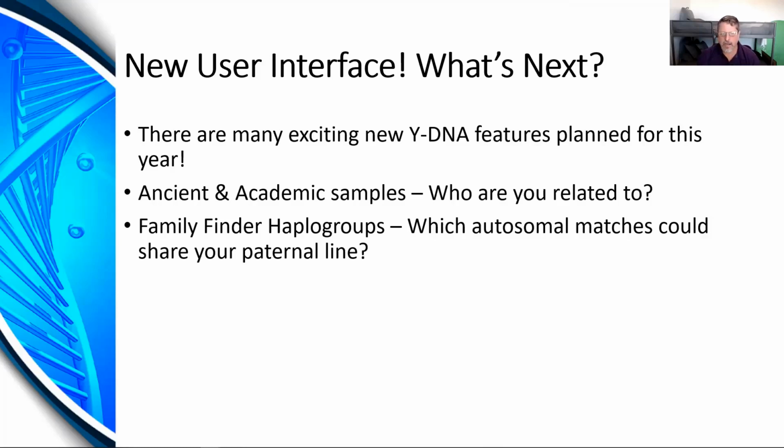There are many exciting new Y-DNA features planned for this year. Ancient and academic samples are being added to that big tree that's helping us. So if you have Clovis burial information, or you have the Kennewick Man, or things like that, that's important, right? They find those Viking graves, and then they find the DNA and they get put onto the tree.